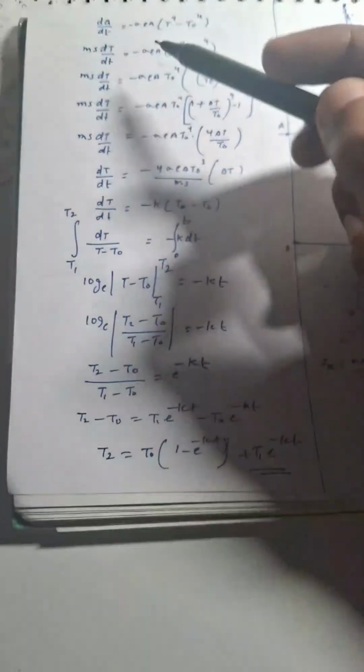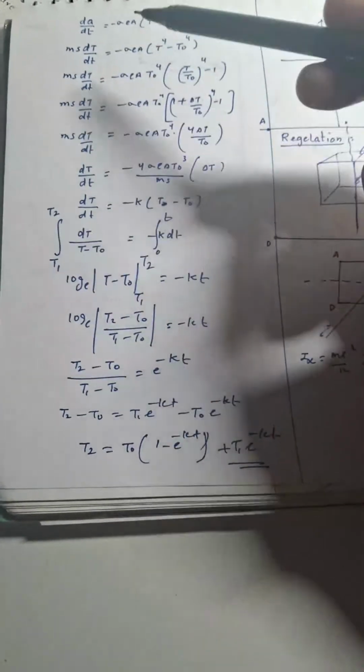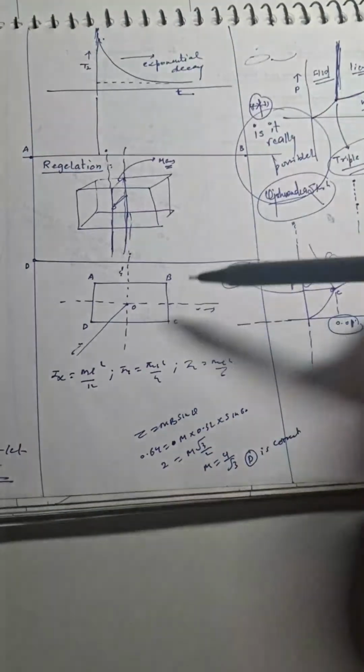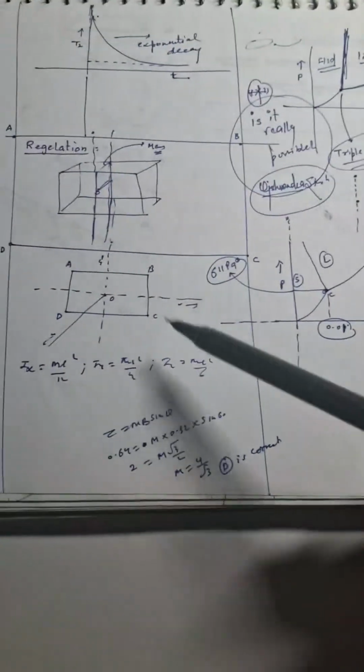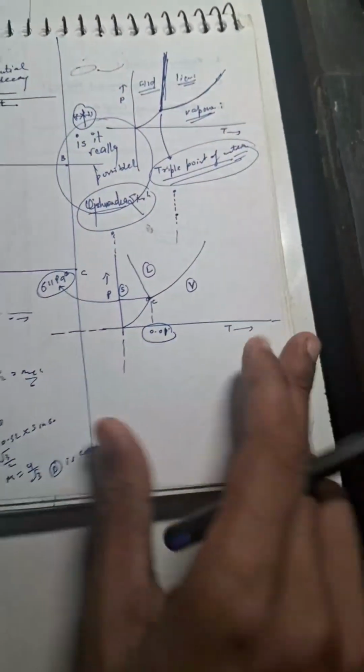There is another derivation of Newton's law of cooling. I have discussed this earlier. Using this we can draw the graphs. There is a concept of regulation. Then there is a discussion on moment of inertia, and this is the indicator diagram.